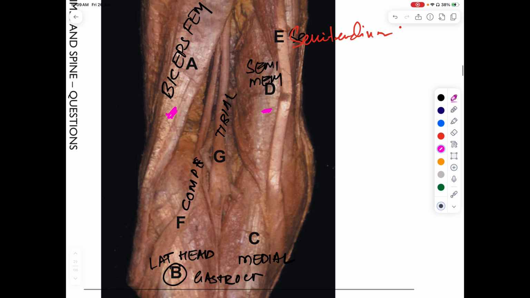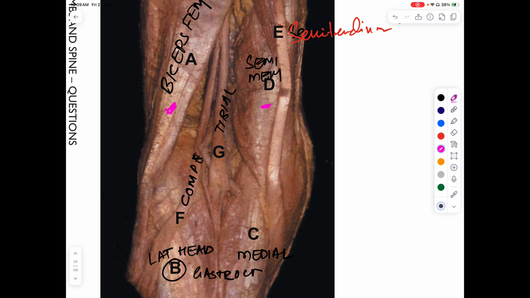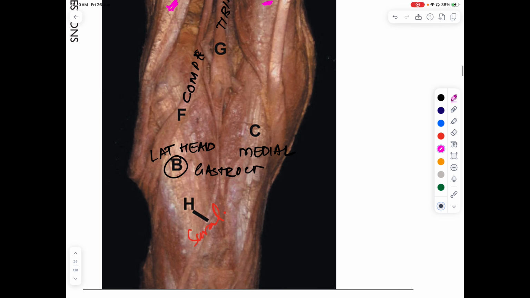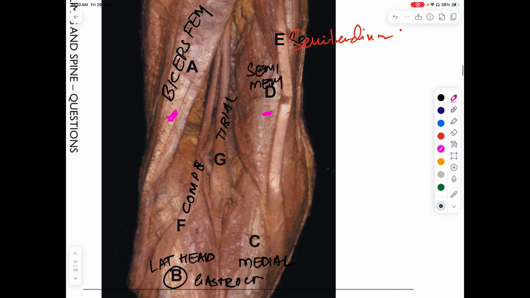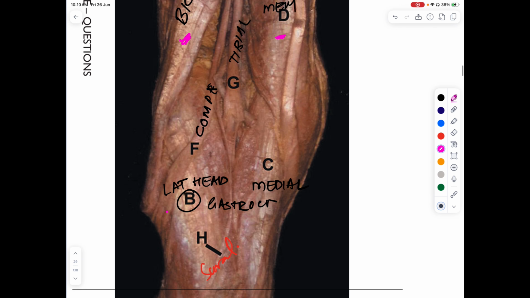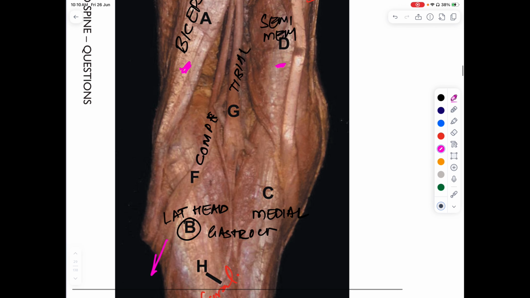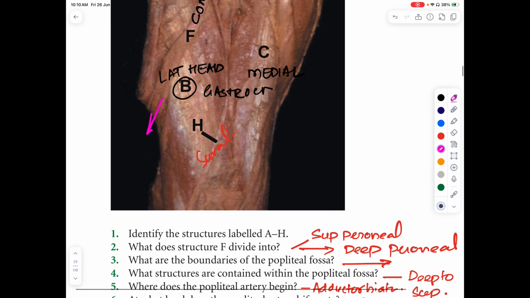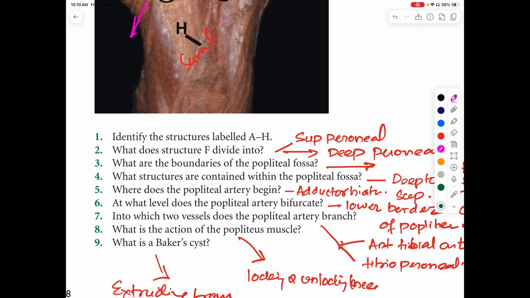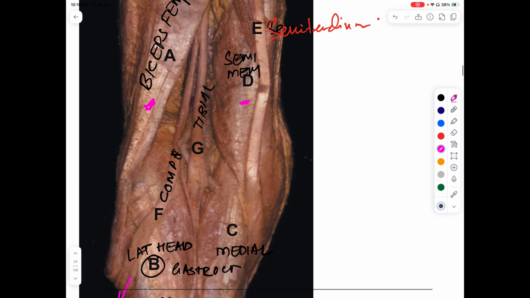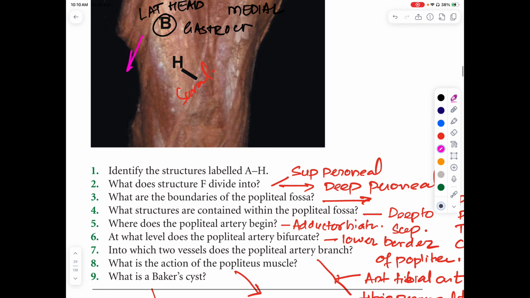The tibial nerve is the most superficial, and the popliteal artery is the deepest. The common peroneal is on the lateral side. It goes around the fibula. The sural nerve is on the superficial side. Where does the common peroneal divide? It divides into the superficial and deep peroneal nerves.